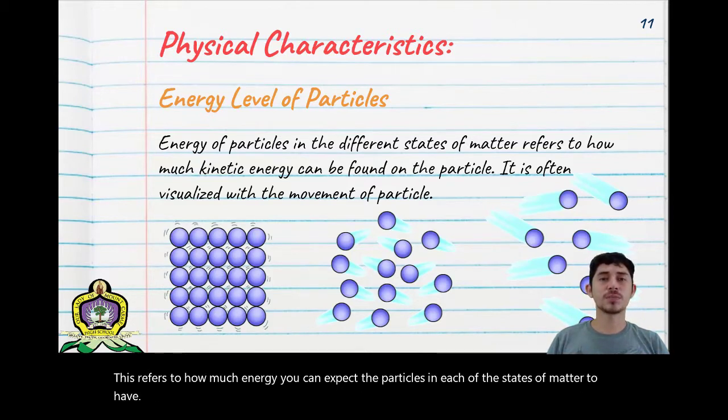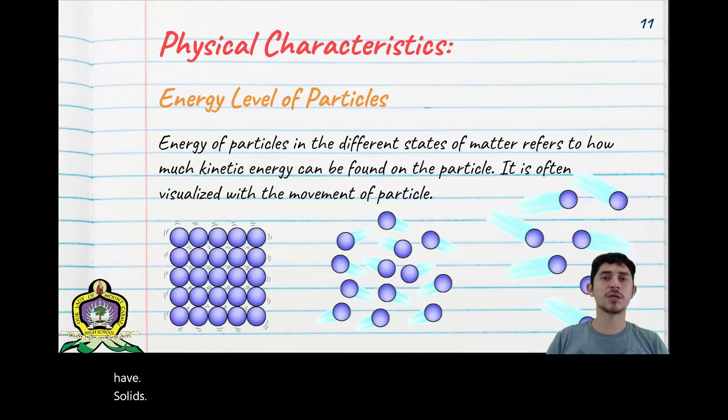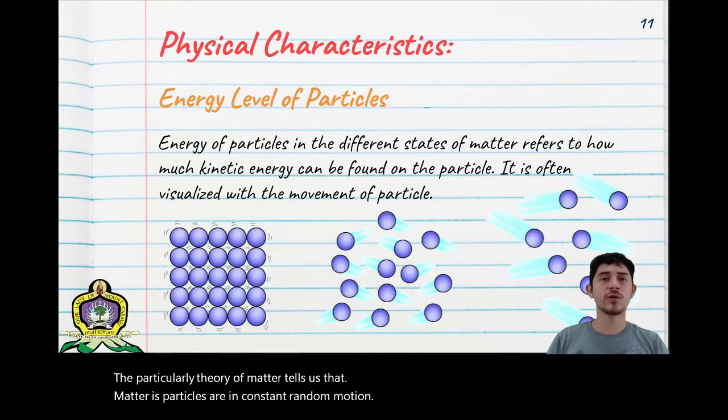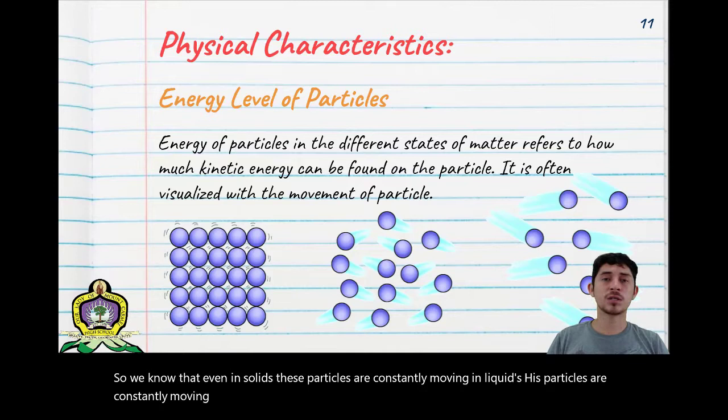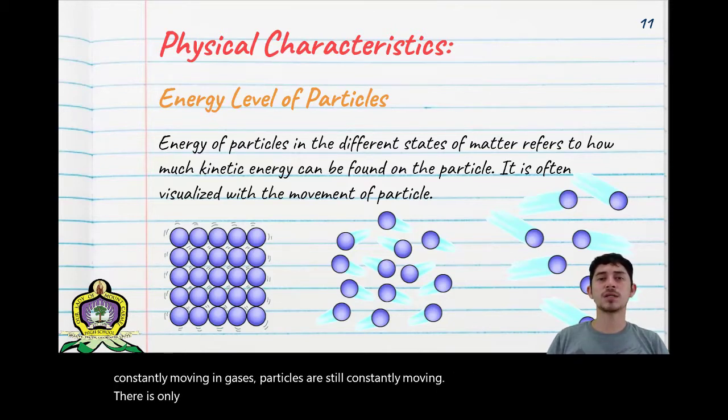Solids, let me pause there. The particulate theory of matter tells us that particles are in constant random motion. So we know that even in solids, these particles are constantly moving. In liquids, these particles are constantly moving. In gases, particles are still constantly moving. There is only a difference, because in solids, the particles are moving, also known as vibrations.